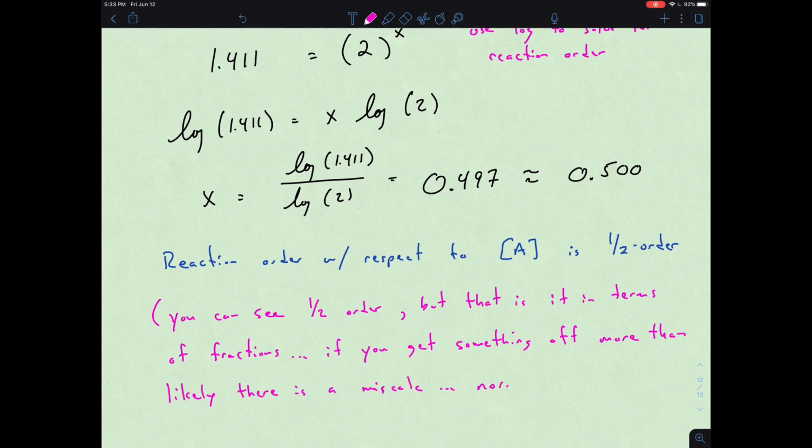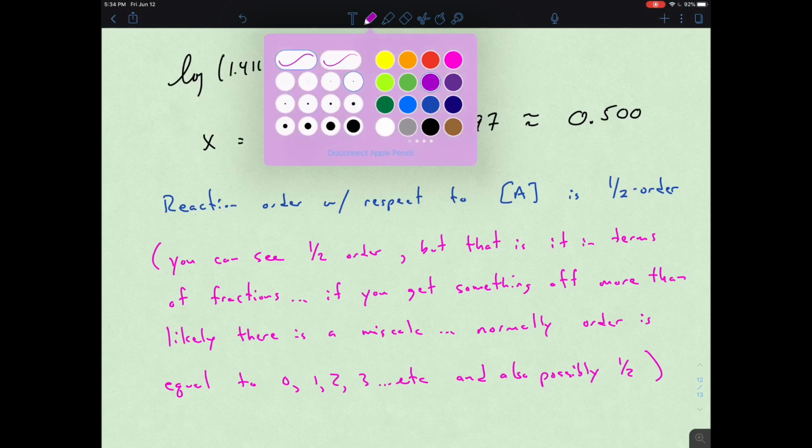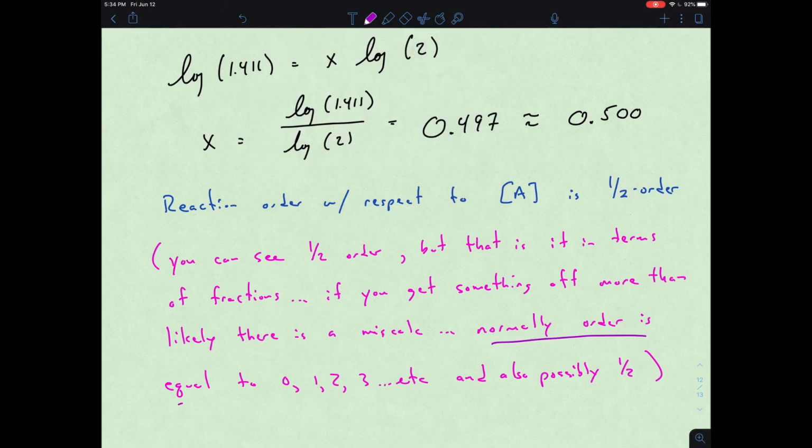So normally order is equal to 0, 1, 2, 3, etc. And also possibly 1/2. So we can have half order processes. Generally, we see these integers such as 0, 1, 2, and sometimes higher levels, 3, etc. But we do have the possibility of half order.